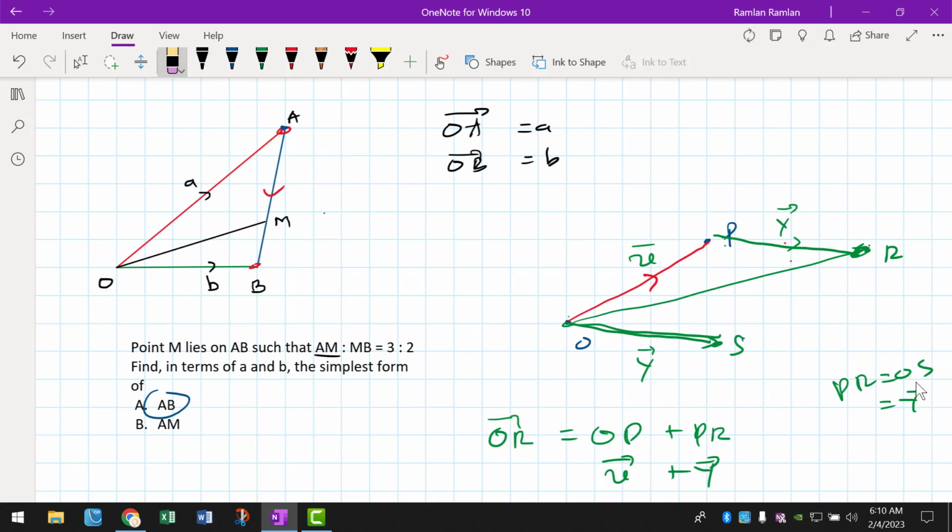So if I move backward, for example, I have another point in here. Let's name that point T, for example.